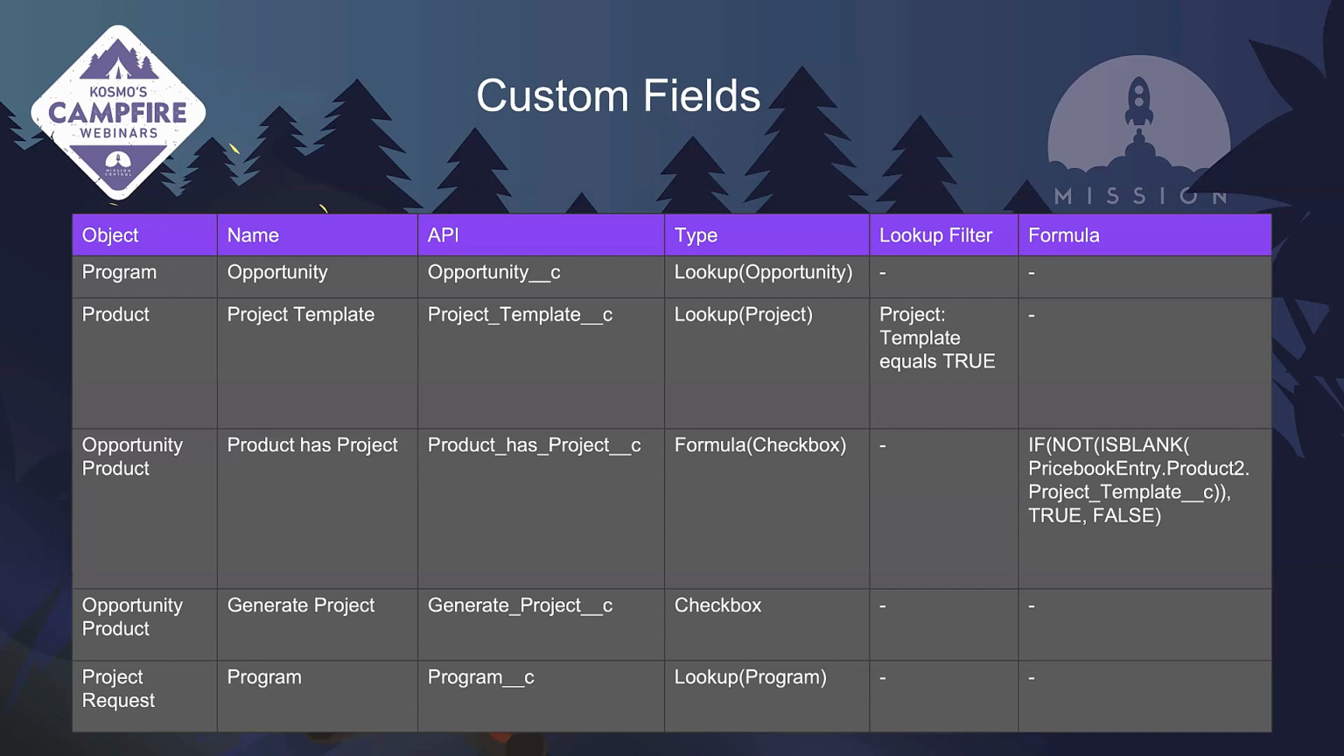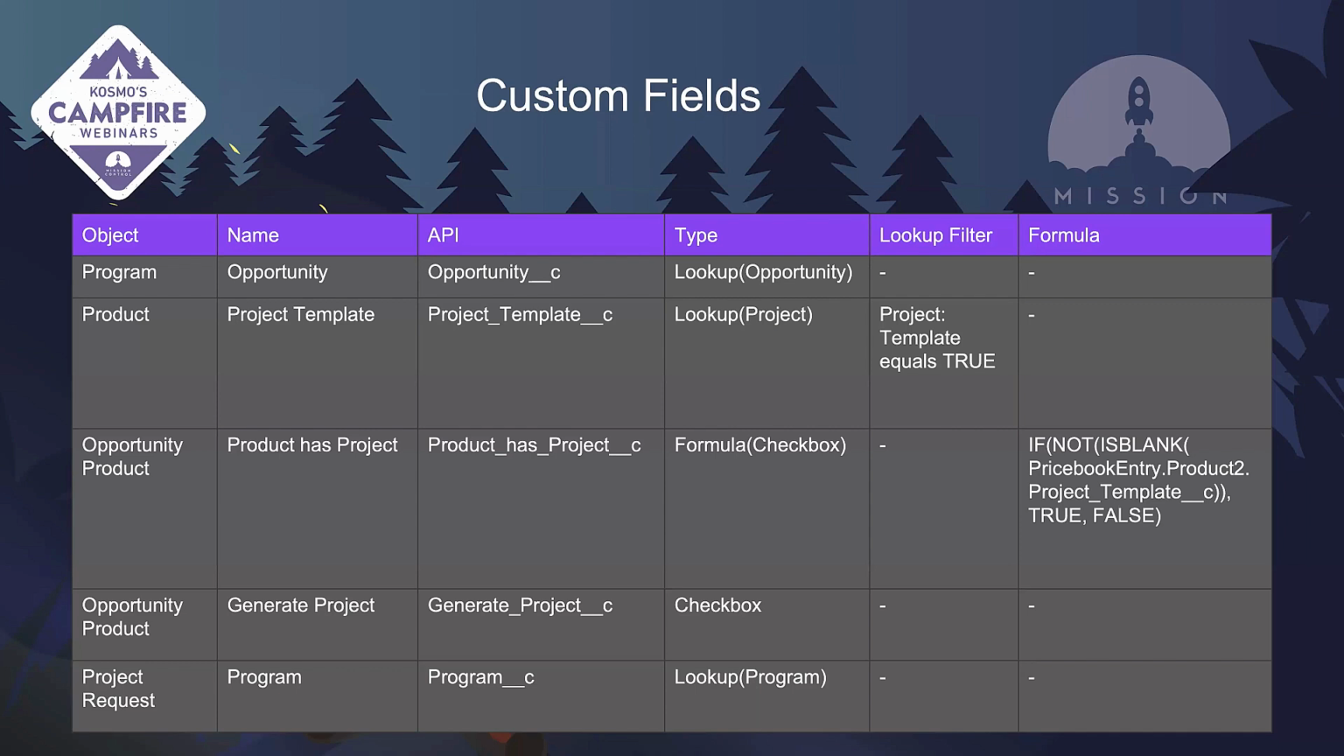We have a project template field on the product. As you know, on the product, you can specify a milestone template that's part of the product. But what I've done is create a custom field called project template that links to a specific project. This is what will allow us to generate a project per product. The next field is on the opportunity product. This is the line item, what sits in between the opportunity and the product. It has a formula field called product has project. It basically checks to see if that previous field, the project template field, is populated. If it is populated, it'll return true. If it isn't, then it'll return false.